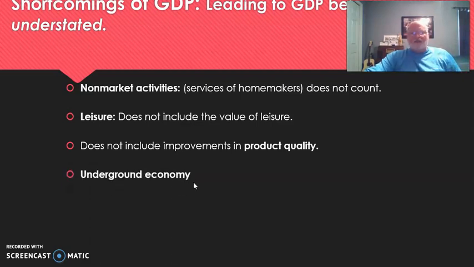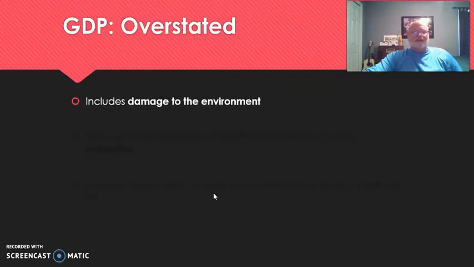The underground economy, we've already talked about that. That's illegal activity. All right, GDP overstated. Oh, wow. Damage to the environment. Remember, if your house burns down, your insurance company is going to give you a check. Now, if your insurance company gives you a check for, say, $200,000 because your house burned down, nothing has been built. So that does not help GDP. However, when you build the house, that goes into GDP.